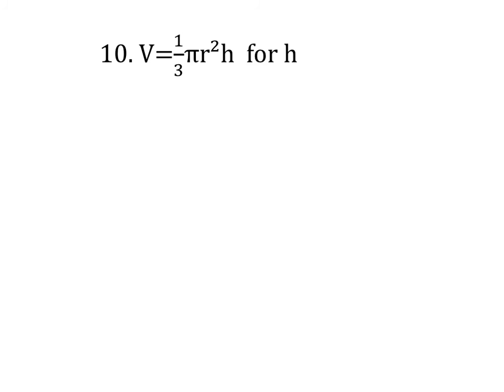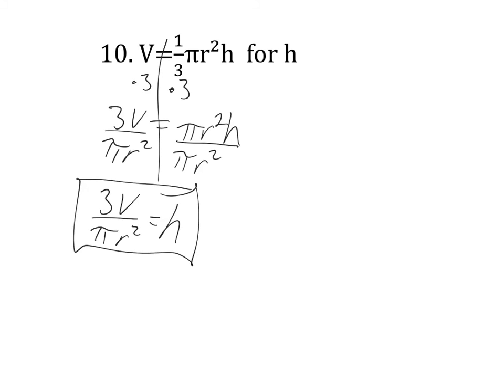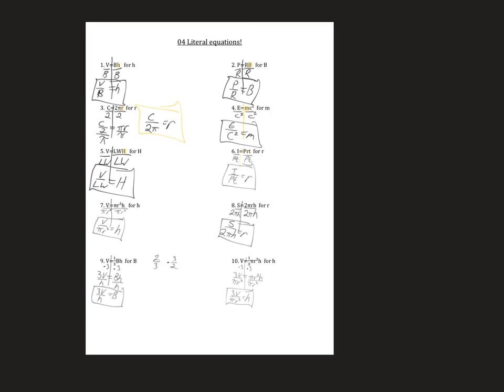Okay, so we are going to multiply both sides by 3. So we have 3V equals pi r squared h. We're going to divide both sides by pi r squared. So we have 3V over pi r squared equals h. Perfect. The whole point of this lesson is just to show you we're just moving pieces around. It's very simple. It's something that we should know how to do.